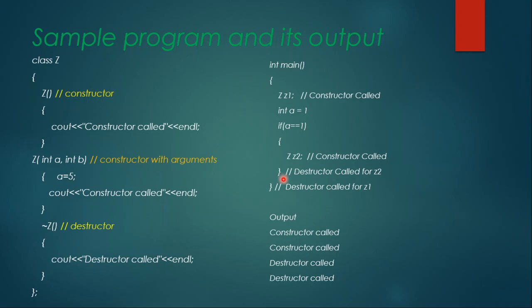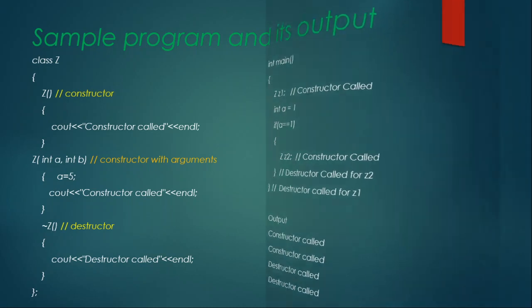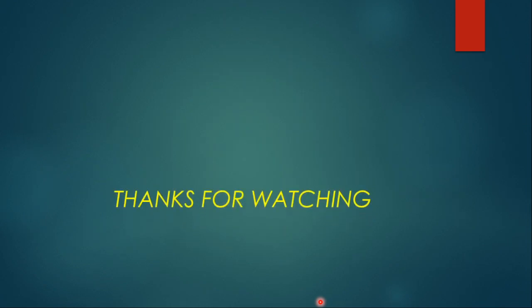Automatically, when the program closes, the destructor will be called, and you can also see the order. First Z1 is created, Z2 is created second, and the destructor runs first for Z2 and then for Z1. That means it destructs the object of Z2 first, and then the object of Z1. So the output will be: constructor called, constructor called, destructor called, destructor called. This is how the constructor and destructor help in allocating and deallocating the memory area for the objects used in C++ programming.